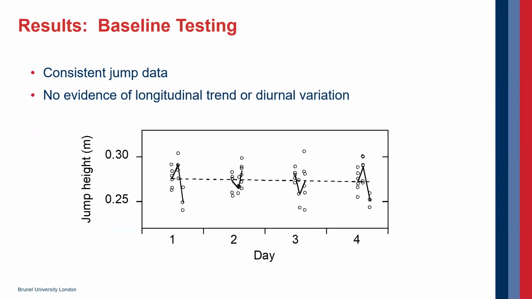So here are some results. These are results from the baseline testing. This is the player's jump height over the 4 days of baseline testing, and we can see that the jump data is consistent over the four days, and there's no evidence of a longitudinal trend or any diurnal variation. This dashed line is the general trend in the data, and the solid lines, that's the LOWESS fit, and that's showing that there wasn't any pattern. These are just random fluctuations in the data.